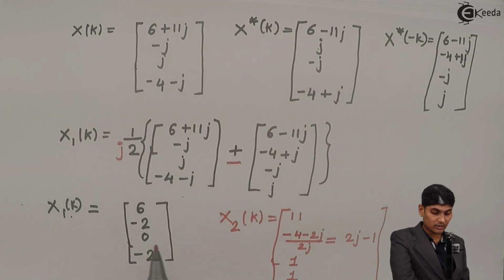So we got x1 of k and x2 of k both solved using x of k alone, without using the definition twice. We have used the definition only once while calculating x of k, but x1 of k and x2 of k are found without using the definition, by finding the relation and applying the property.